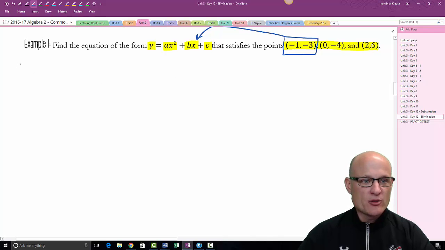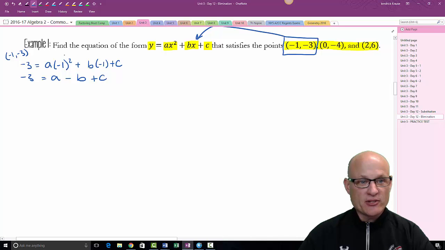So in for y goes -3. In for x goes -1. So a times -1 squared plus b times -1 plus c. Again, we're using the point -1, -3. We're plugging this in. So -3 is equal to a minus b plus c. Now the reason it's a is because -1 squared is 1. All right, so there's one equation.